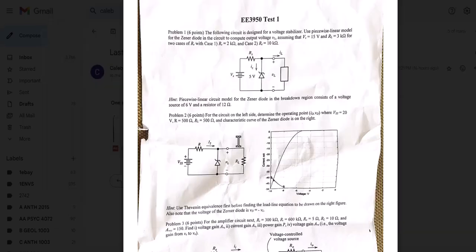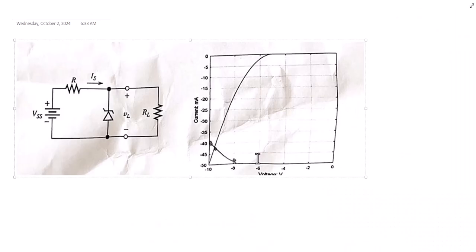Okay. Yeah, and you see, it doesn't tell me which currents these are. Are they I_S? And is it V? Is it V_L? I'm really not entirely sure. But this is my best guess on this one. So, it says to find the Thevenin equivalent.